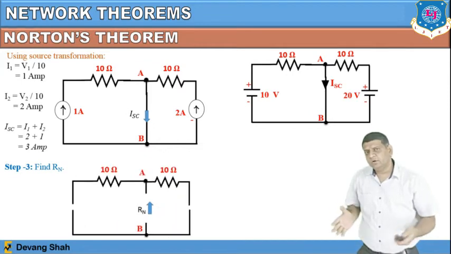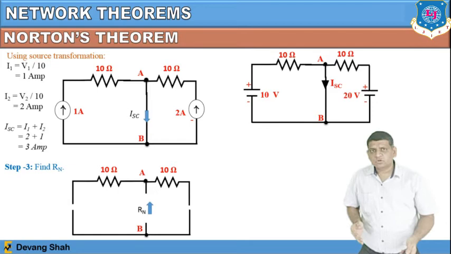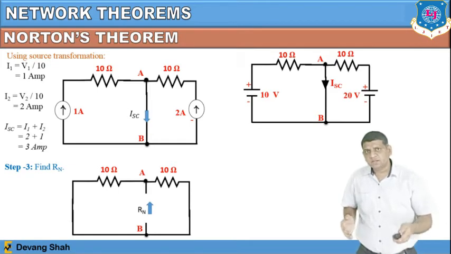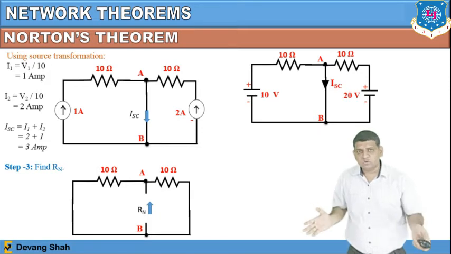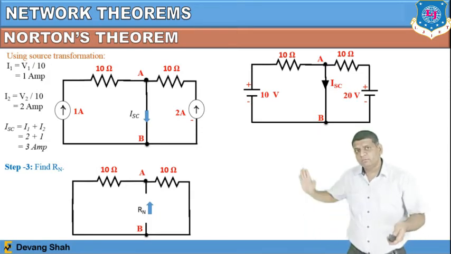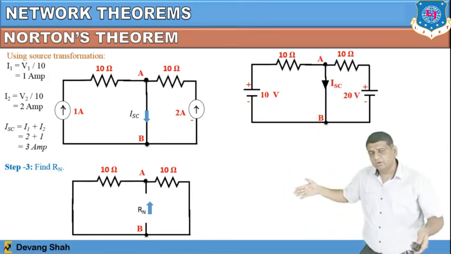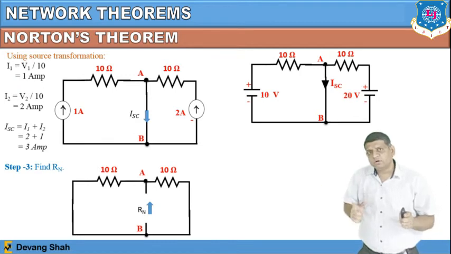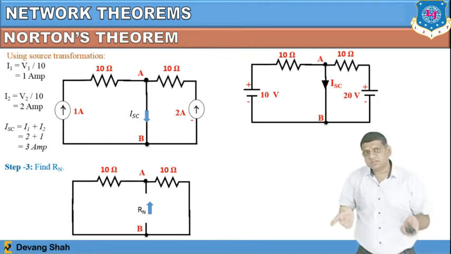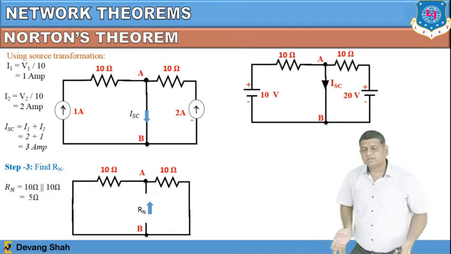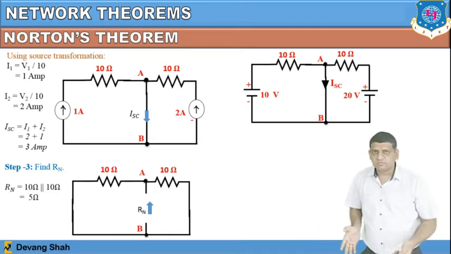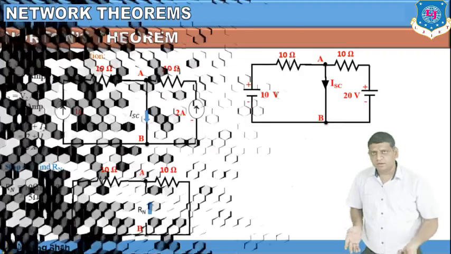So from this I can find the equivalent resistance, which is called Rn. To do this, you have to make these two voltage sources a short. So ultimately the voltage source becomes 0. So here for Rn, looking from terminal A and B in this particular network, you can see two resistances, 10 ohm and 10 ohm, both in parallel with each other. So Rn is the parallel combination of 10 and 10, and you can find the value of 5 ohm.